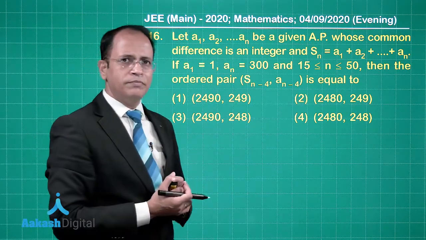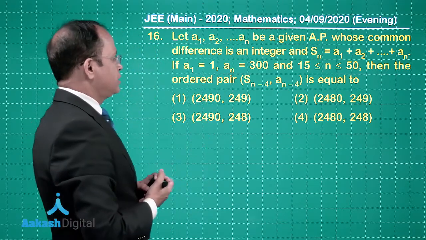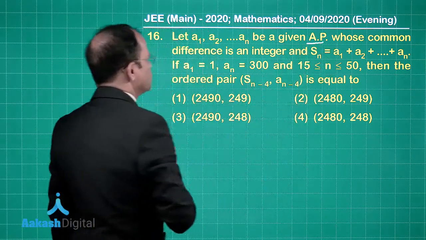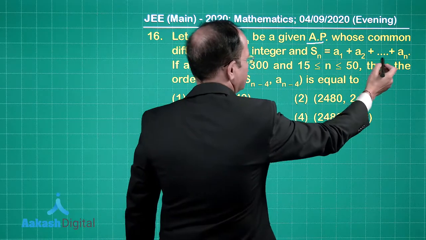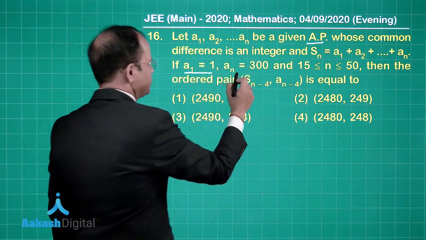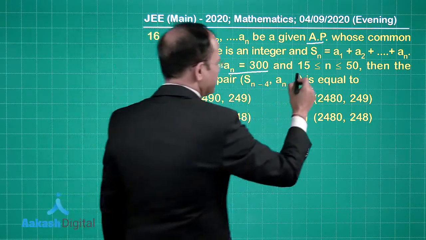It's a very interesting problem based on sequence and series. Let's have a look at this part. You have been given A1, A2, ..., An, the given AP, whose common difference is an integer. And Sn is A1 plus A2 plus ... plus An. A1 is given as 1 and we have been given An as 300, right? And n lies between 15 and 50.